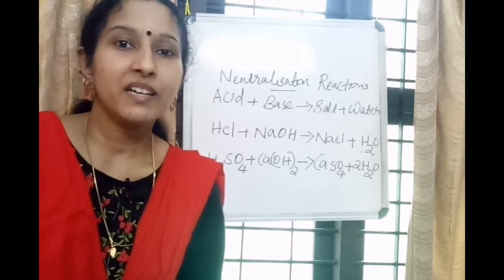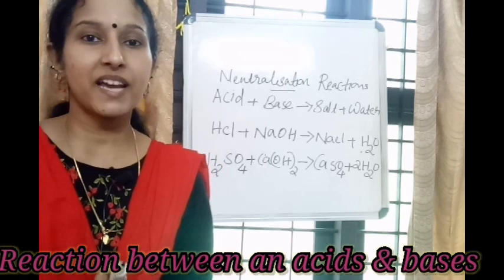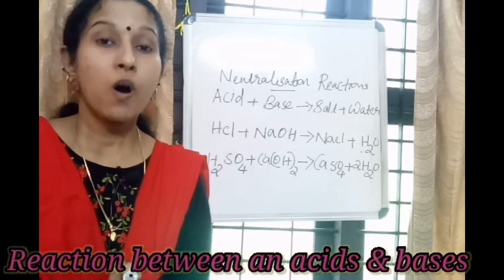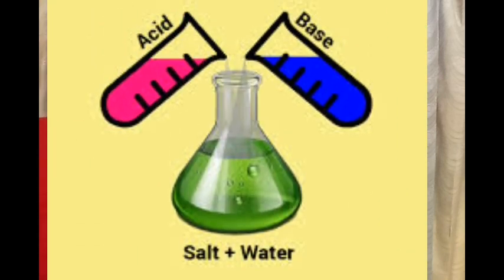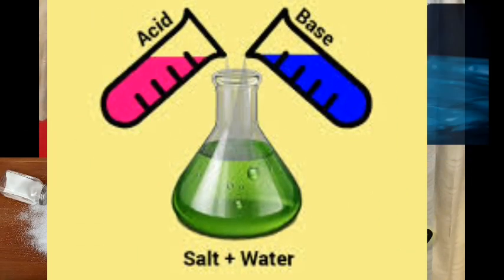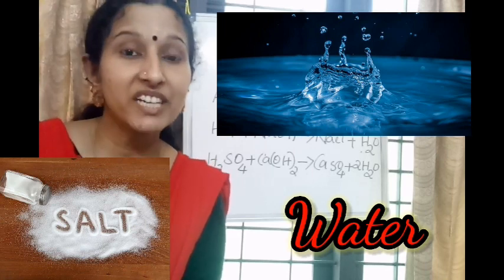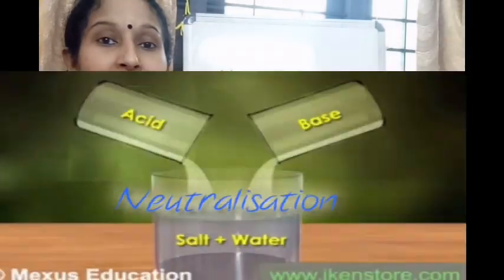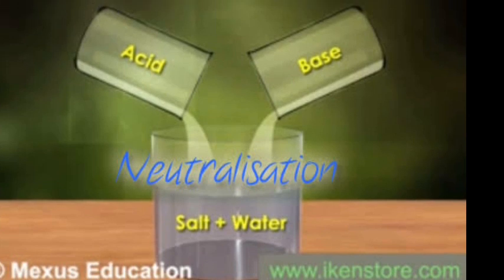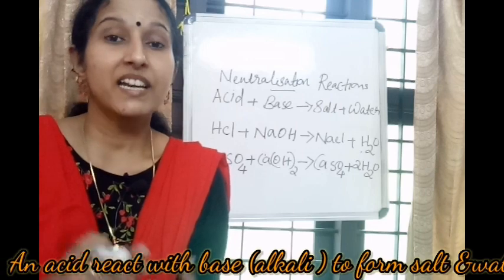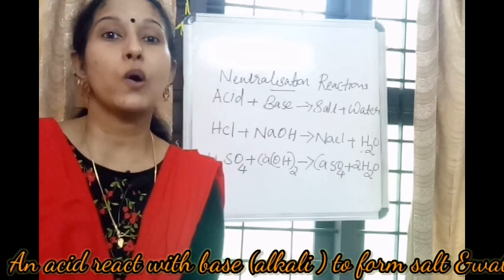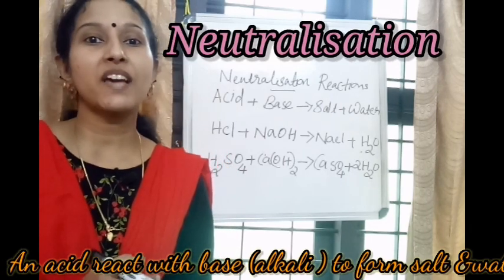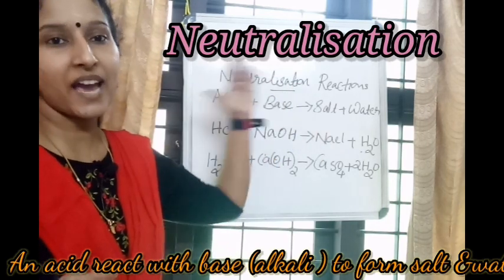We can start with the reaction of acid and base. On mixing an acid and base, we get products like salt and water. If a reaction gives salt and water as the product, such reactions are known as neutralization reactions. What are neutralization reactions? An acid reacts with the base to form salt and water. Such reactions are known as neutralization reactions.